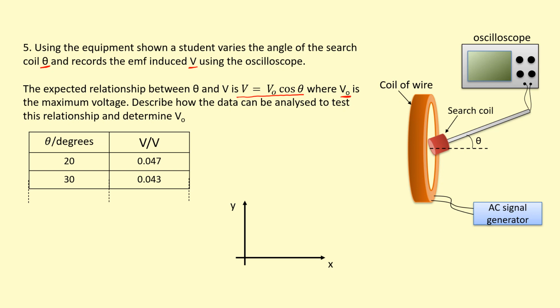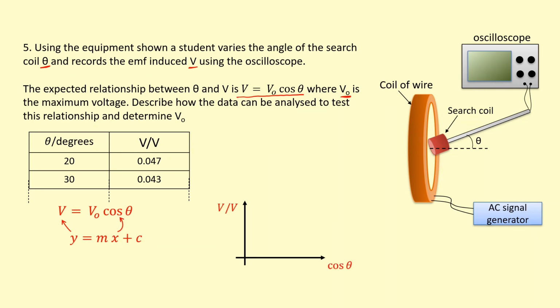Now if I plot V against theta, then I'd get a curve. What I want to do is get a straight line, and I wouldn't know what curve it was, so that's why I need to turn it into a straight line. So comparing to y equals mx plus c, on the y-axis I can plot the voltage, V, the EMF induced, and on the x-axis I'm actually going to plot the whole cosine theta there.